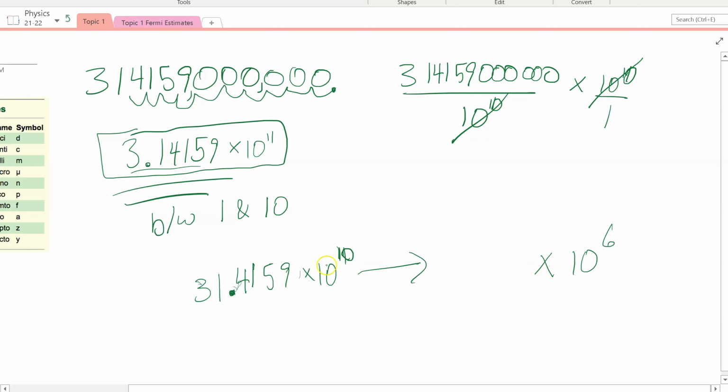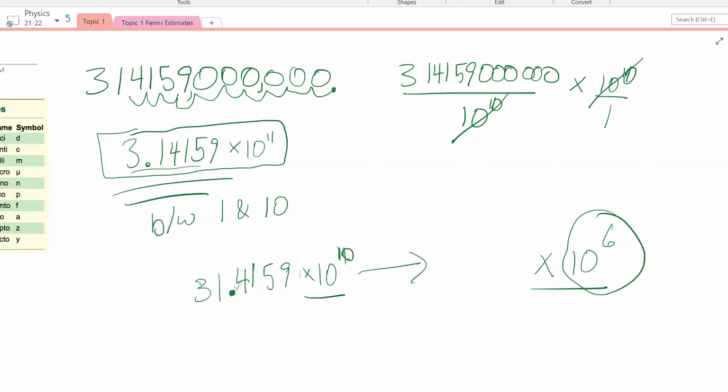What I do instead is just think about how much I've changed the times 10 to the 10 part by. How much did it change by? It changed by 10 to the 4. This new power of 10 is 10 to the 4 smaller than it used to be.